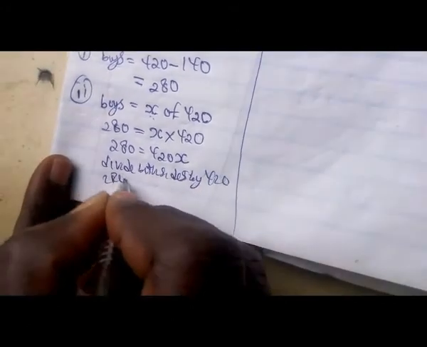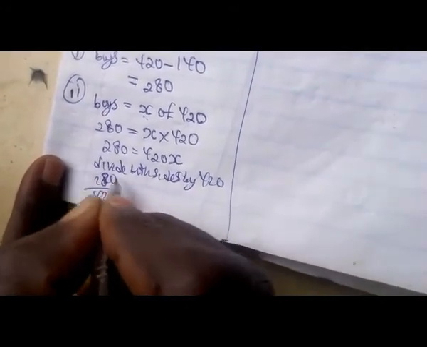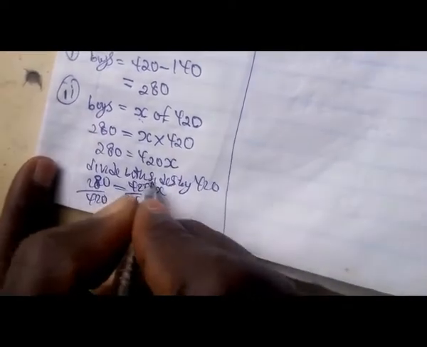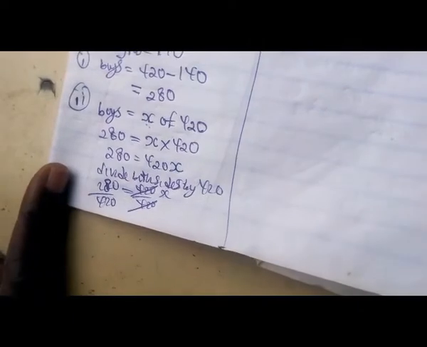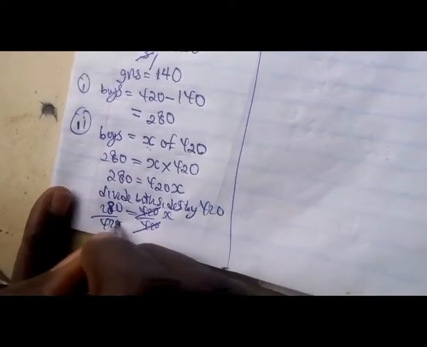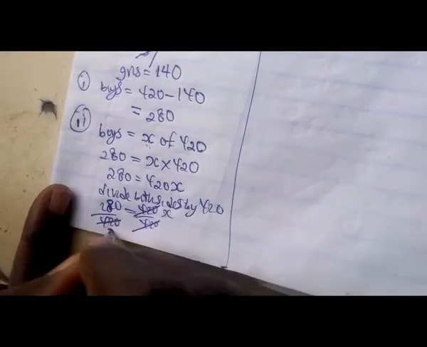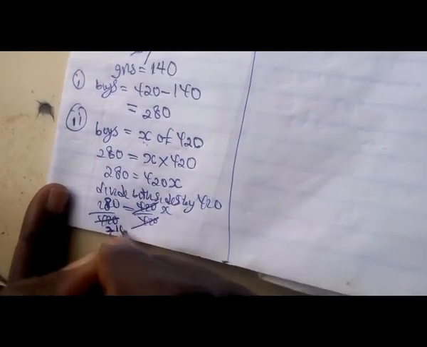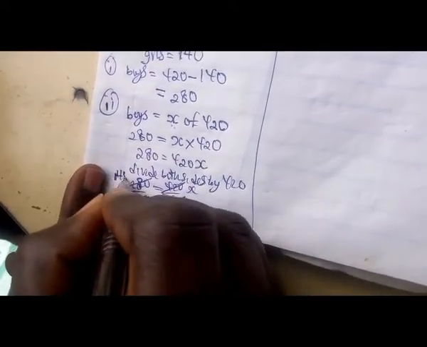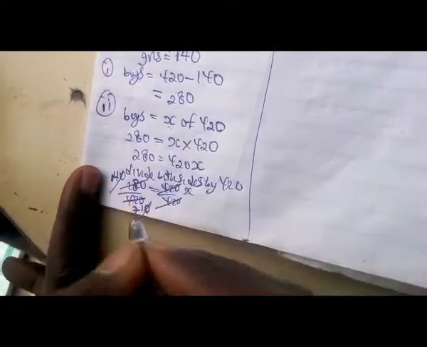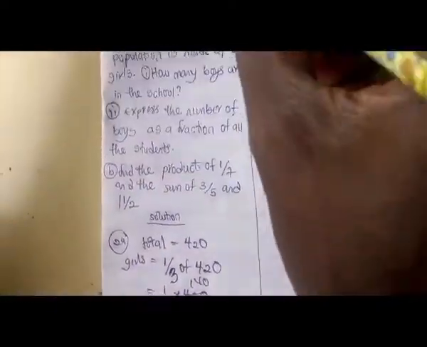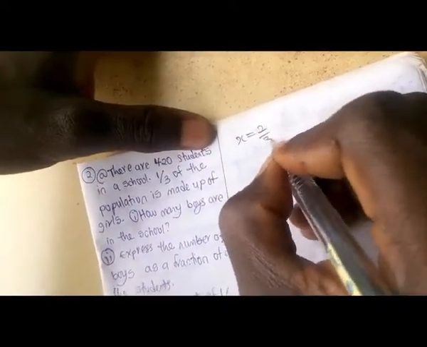So 280 over 420 equals 420 over 420x. 420 cancels 420. So let's begin to cut. 2 here, 210 is 420. 0 cancels 0. 7 here 2, 7 here 3. So x equals 2/3.